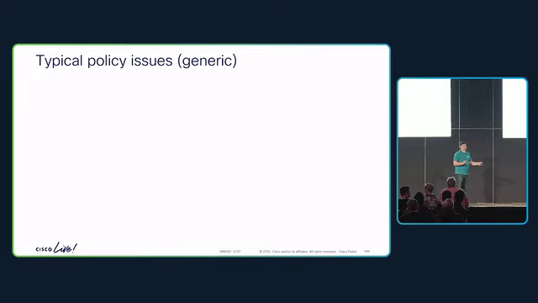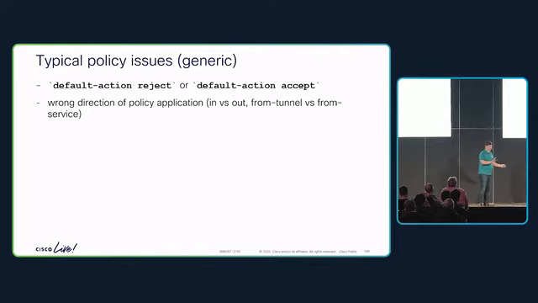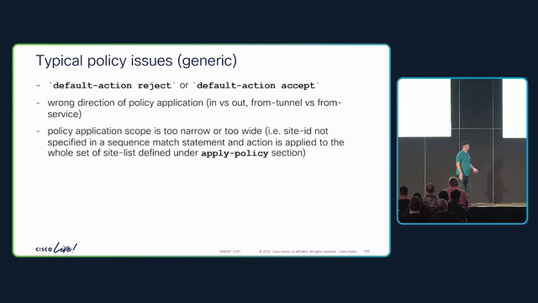Let's summarize rather and talk about typical policy issues which are seen. This one is like classics. Someone forgot to configure reject, or someone left default accept action. This is classic, just misconfiguration. The other one is the policy application. We've seen examples already when it causes a lot of harm, when the direction of policy application is not considered properly. Policy application scope is too narrow or too wide. This is third top most common reason.